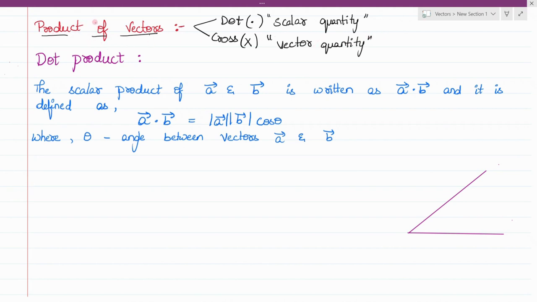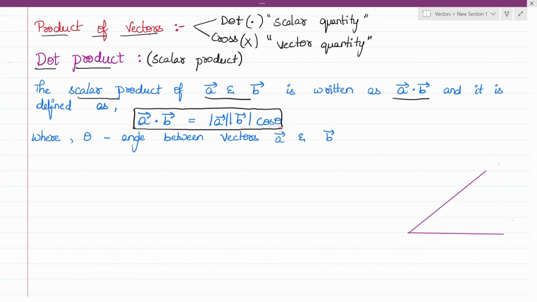First thing is the dot product. What is the dot product? The dot product is also known as the scalar product. The scalar product of A and B is written as A dot B. And the formula for A dot B is magnitude of vector A multiplied by magnitude of vector B into cos theta, where theta is the angle between vectors A and B.